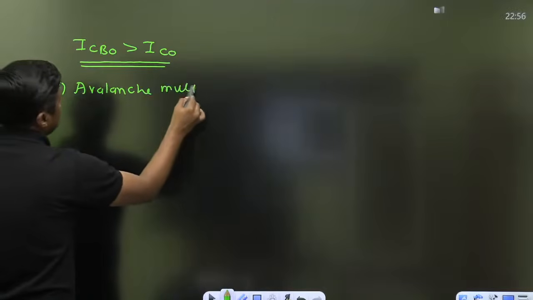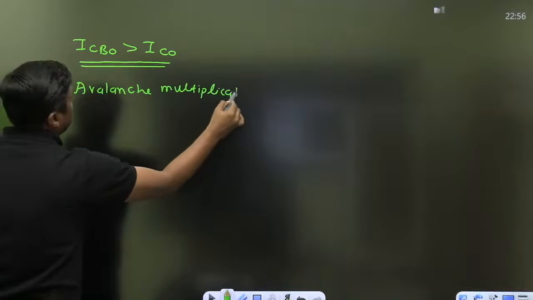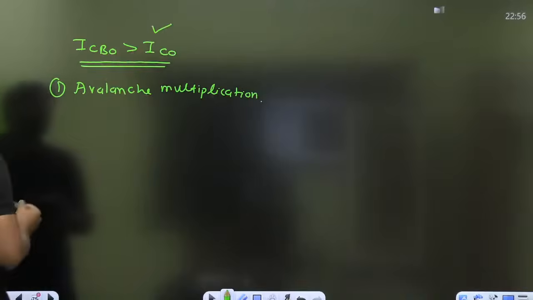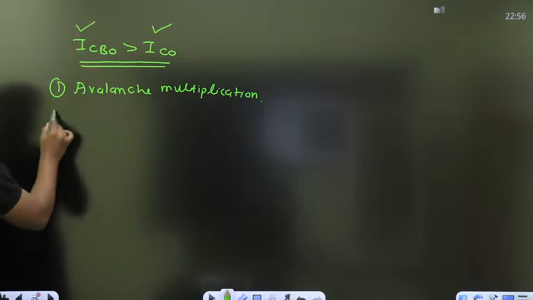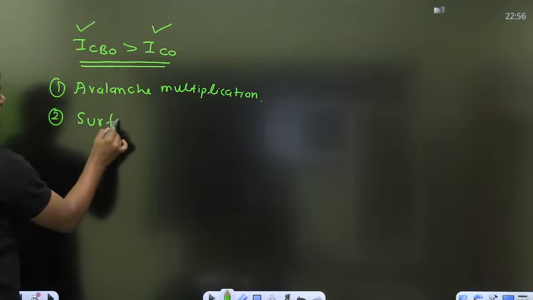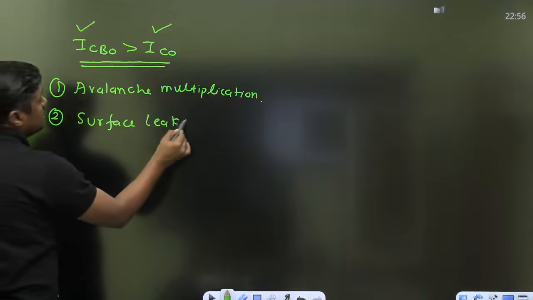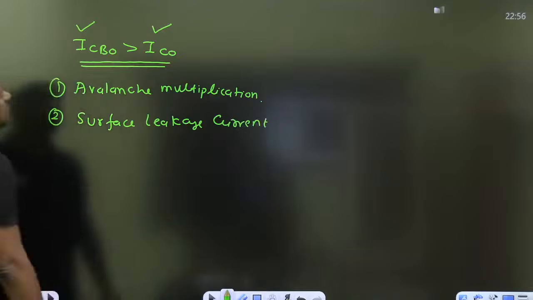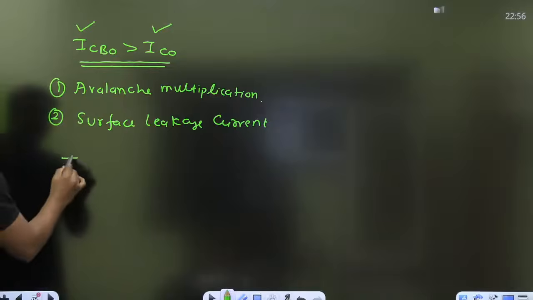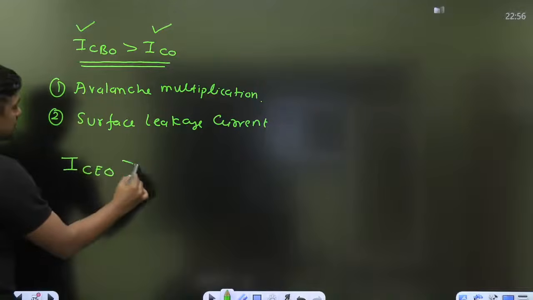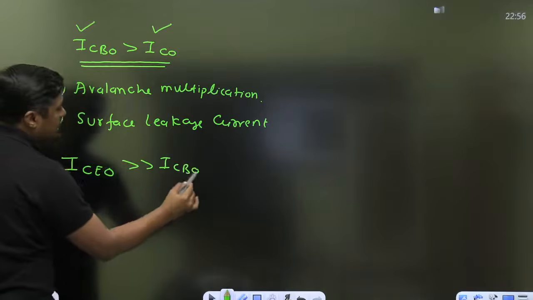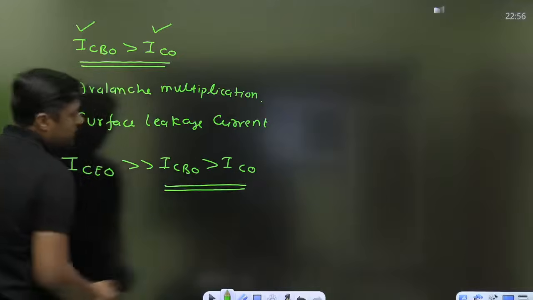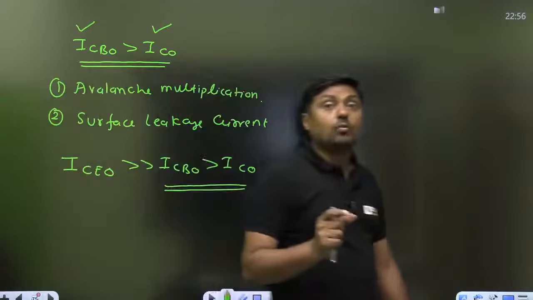In a reverse biased junction, there is always avalanche multiplication, and because of that the reverse saturation current increases. In theory we are not considering that. It is a theoretical reverse saturation current, whereas this is a practical reverse saturation current. The second reason is surface leakage current. Always there is some current through the surface. So ICBO is slightly greater than ICO. So practically, ICEO is much greater than ICBO, and ICBO is slightly greater than ICO. Or ideally these two are equal. Any questions on this formula? Okay.